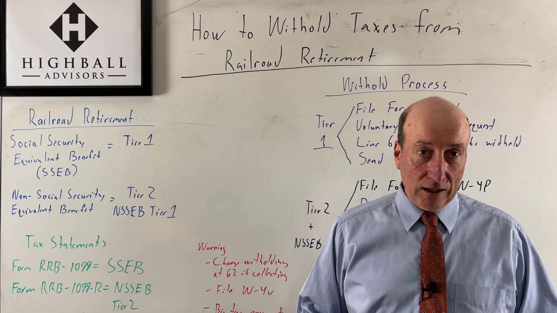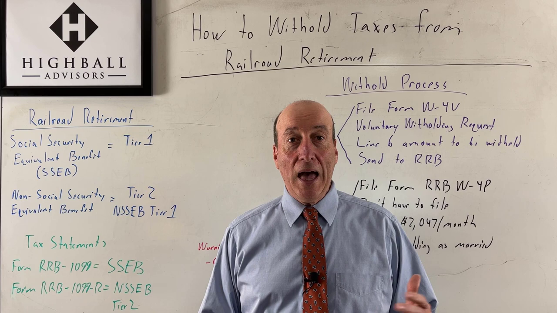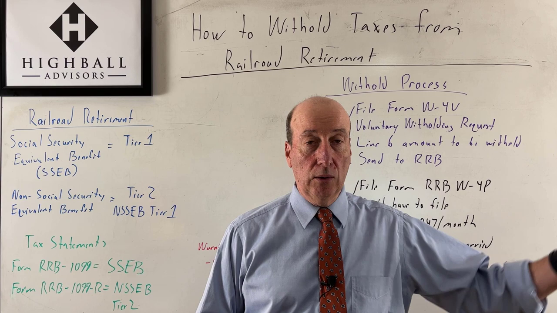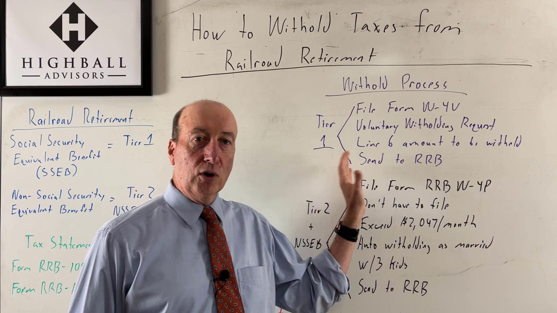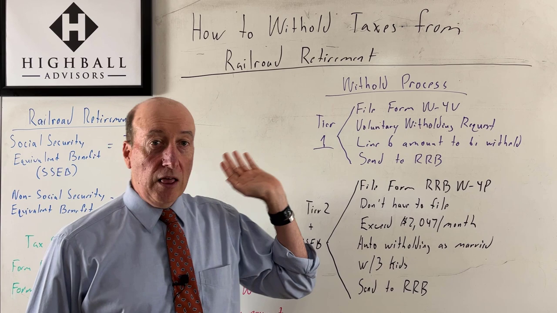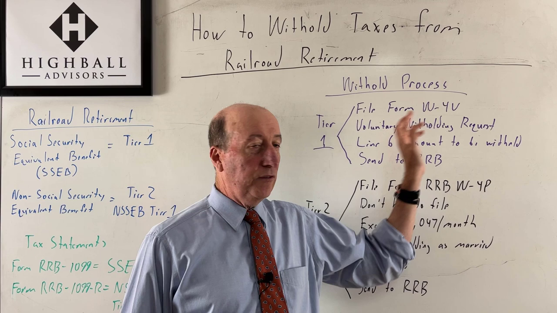So you have a lot of income coming in. Now we have to learn how to withhold some money so we can give it back to the IRS. They don't want it at the end of the year, they want it right away. So for the tier one portion, the Social Security equivalent benefit portion, the stuff that looks like Social Security, if you don't send in form W-4V, they won't take any money out.